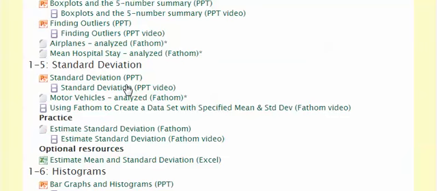The chapter moves then on to standard deviation, and the focus in many ways here in this course with standard deviation is for students to get a good visceral understanding of standard deviation. For instance, to be able to look at a set of numbers and estimate the standard deviation.